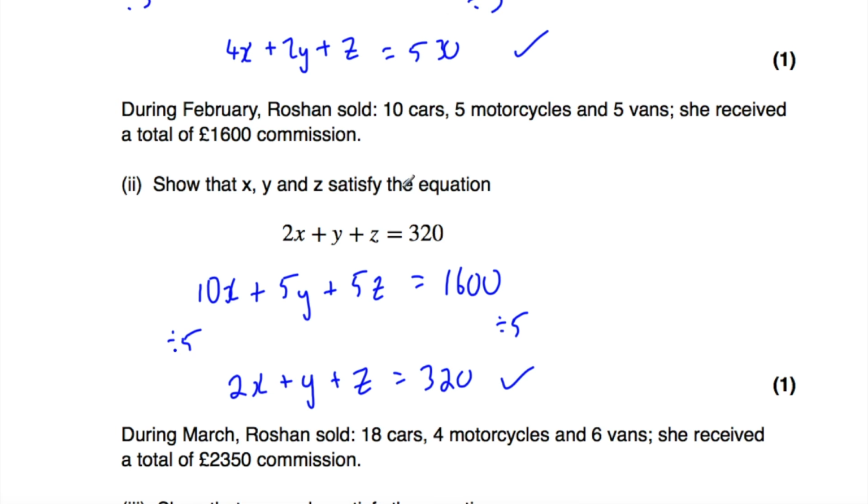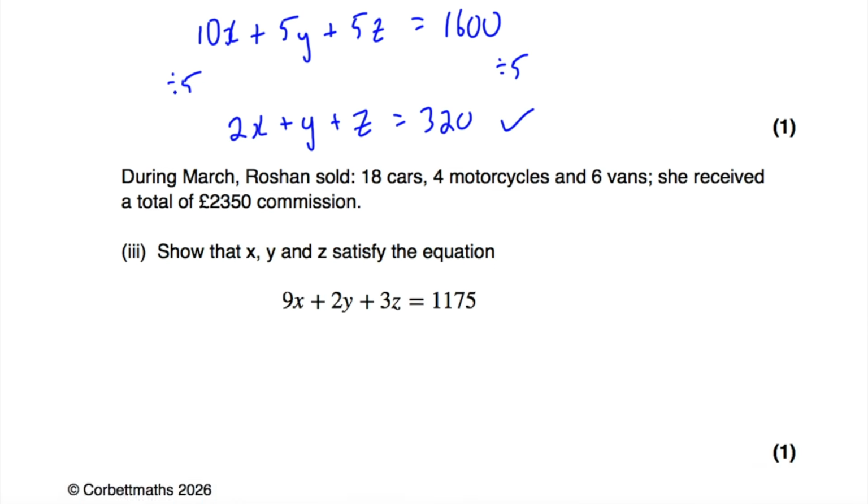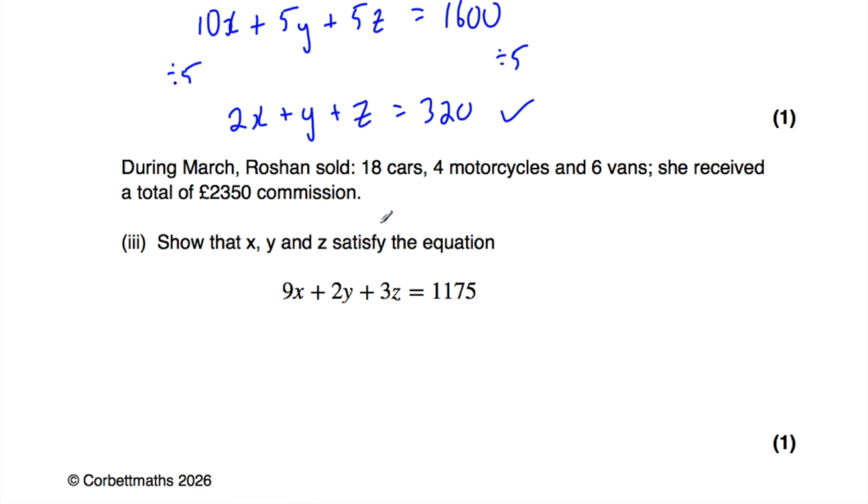And that's great, that's what we were asked to show, so we've shown that as well. Okay, let's look at our next bit. Our next bit then says, during March, Roshan sold 18 cars, 4 motorcycles and 6 vans, and she received a total of £2,350 commission. And we've been asked to show this equation here.